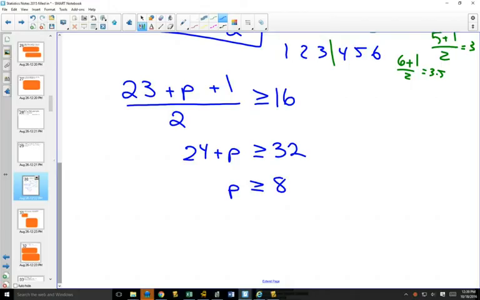So we've got one inequality that says p has to be bigger than or equal to 8, another inequality that says p has to be less than or equal to 9. So what are the two possibilities for p? 8 and 9.